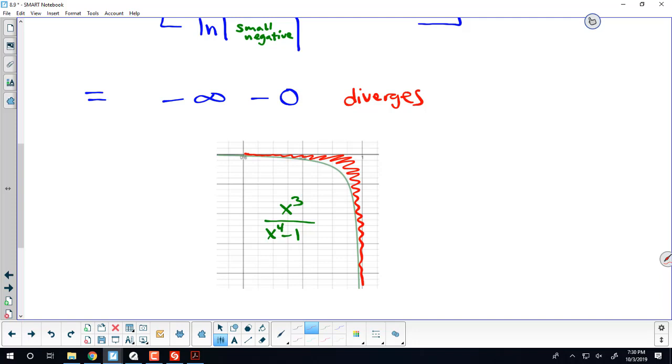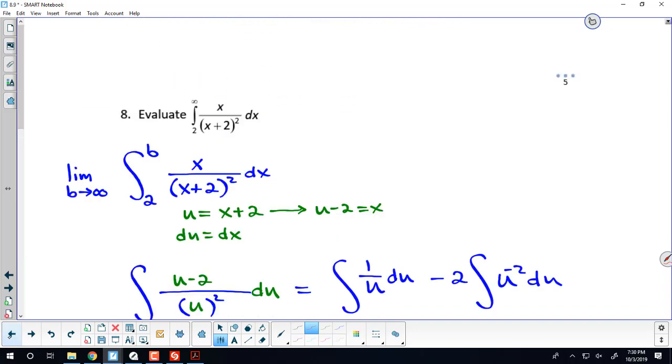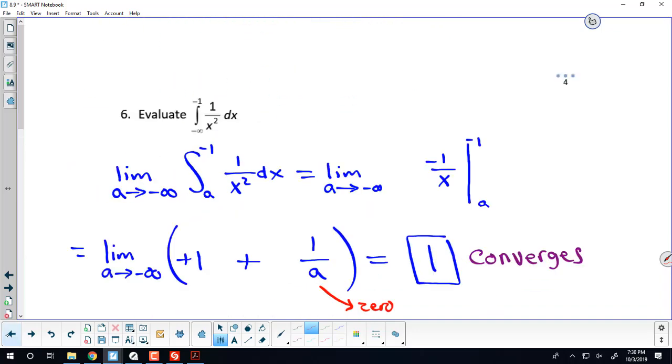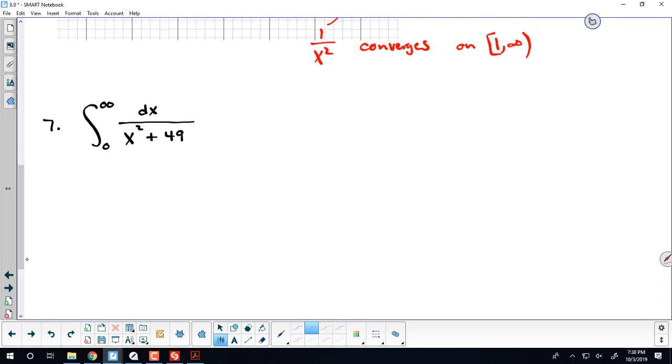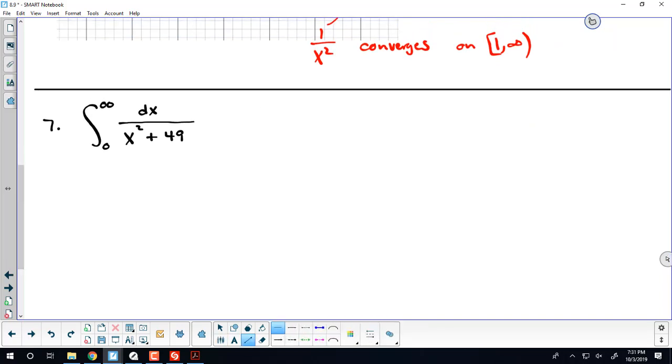All right, well, since we found number 7, let's go back to number 7. Zero's over here. So as we approach 0, that function was approaching its horizontal asymptote. Okay, so number 7, 0 to infinity for this integral.